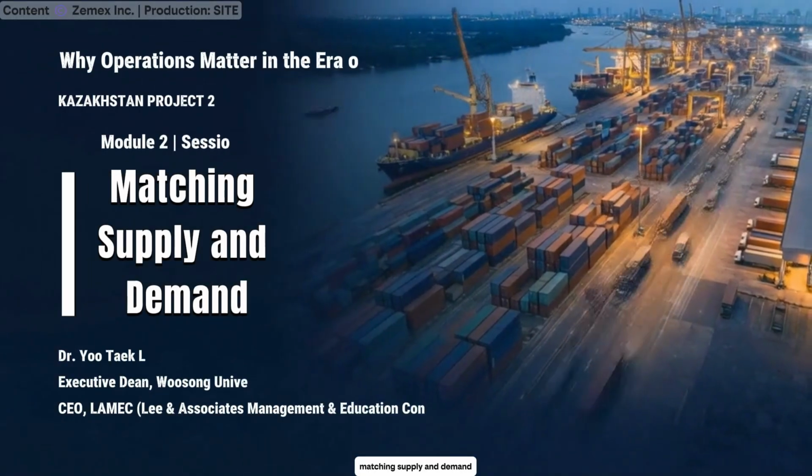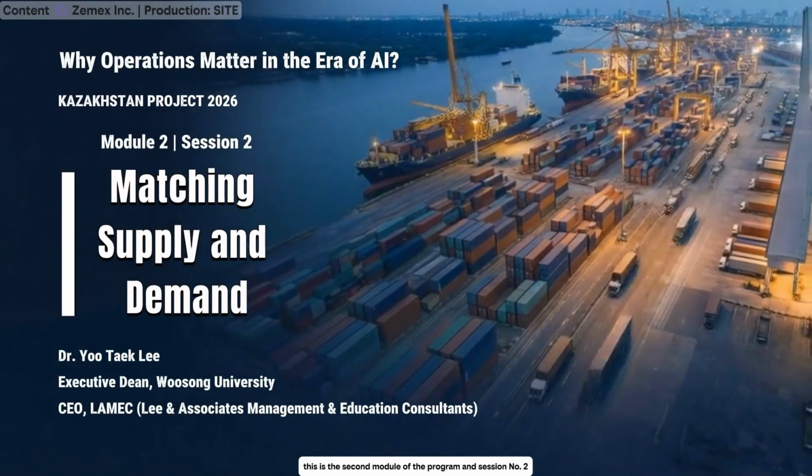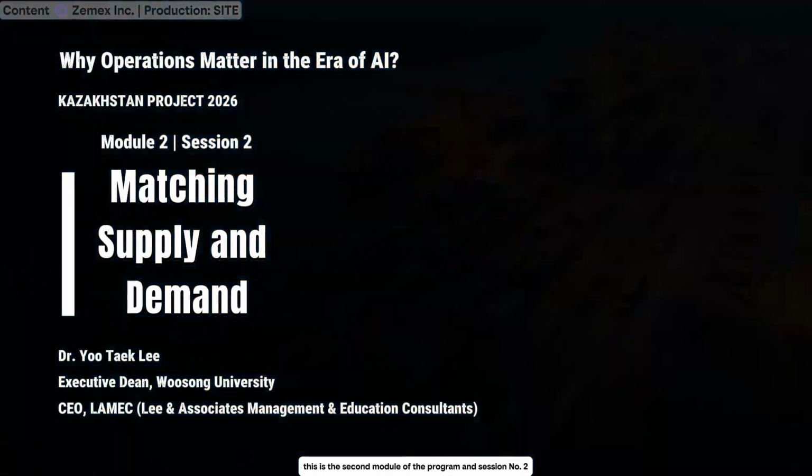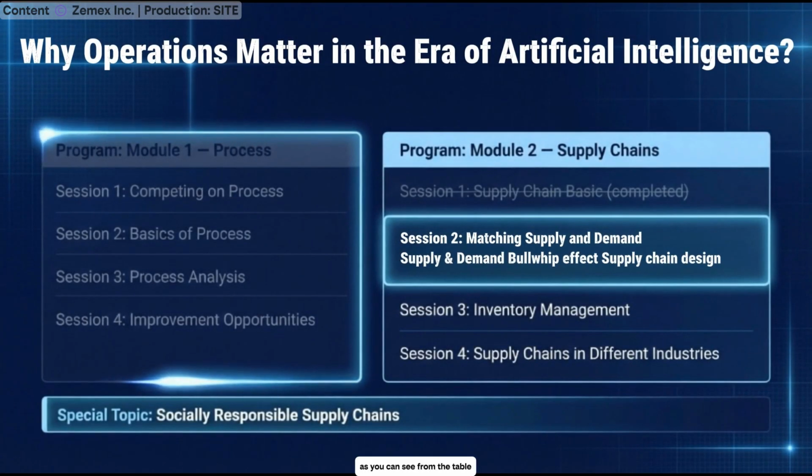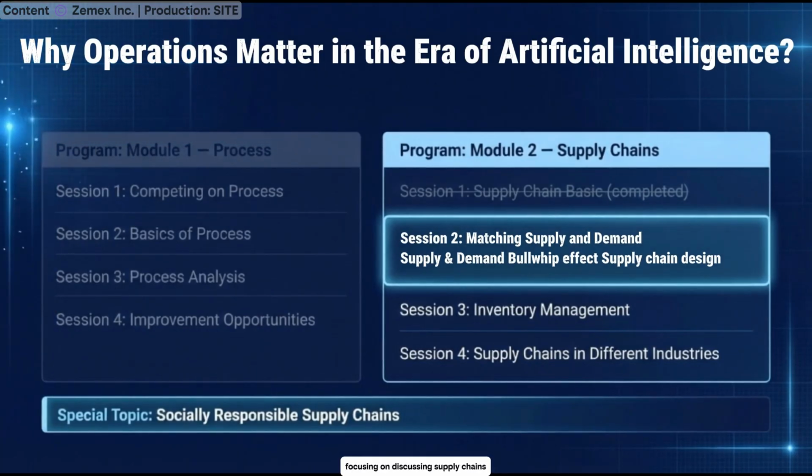Matching supply and demand. This is the second module of the program and session number 2. This program consists of 2 modules and 1 special topic, as you can see from the table. The second module has 4 subsessions focusing on discussing supply chains. This is the second session of the second module.